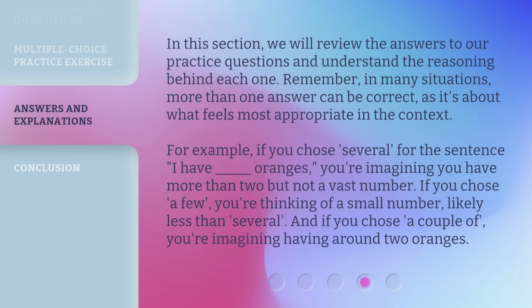In this section, we will review the answers to our practice questions and understand the reasoning behind each one. Remember, in many situations, more than one answer can be correct, as it's about what feels most appropriate in the context. For example, if you chose several for the sentence, I have, blank, oranges, you're imagining you have more than two but not a vast number. If you chose a few, you're thinking of a small number, likely less than several. And if you chose a couple of, you're imagining having around 2 oranges.